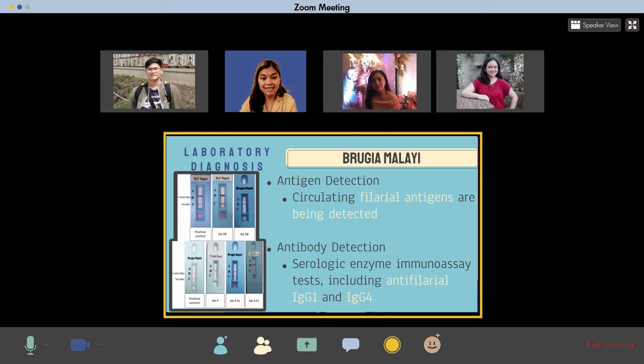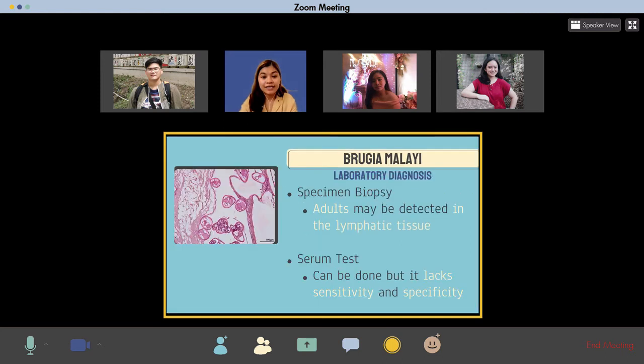Another thing is the specimen biopsy, which was shown in the picture earlier, in which adults of the species can be identified in lymphatic tissue. Lastly, serum could be utilized.